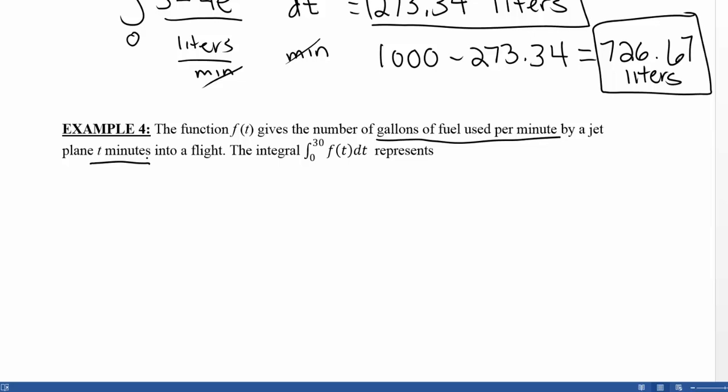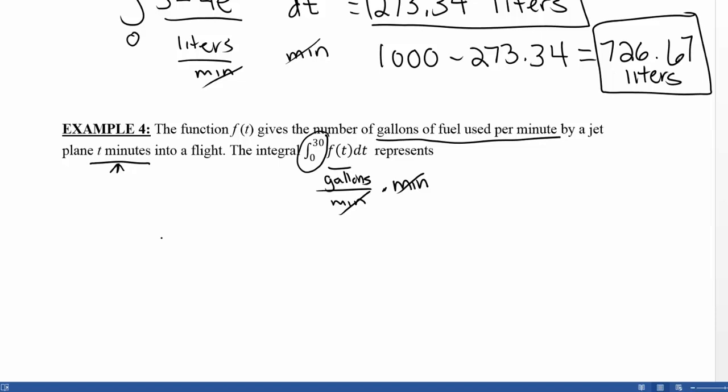The integral 0 to 30 of f of t dt represents, so again, we're interpreting what the integral means. So we need to consider the numbers on the bounds. So that's going to be the independent units. So that's time in minutes. So we're talking about what happens during the first 30 minutes of a flight. Now, my function has the units of gallons of fuel per minute times my independent variable of minutes. So when I take this integral, the result is going to be gallons of fuel. So just the gallons part.